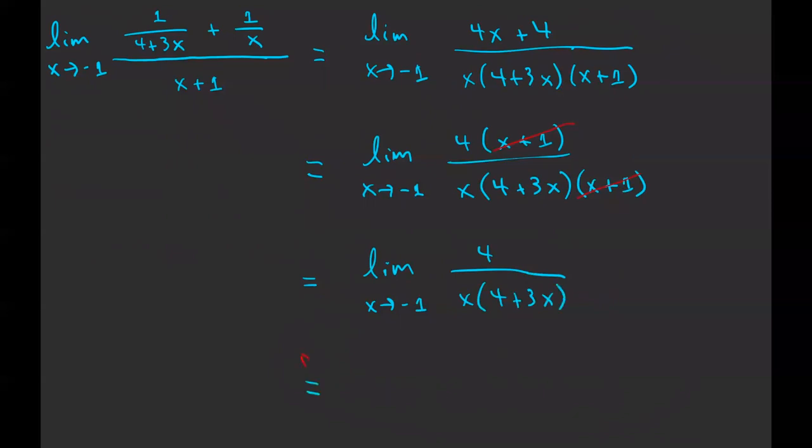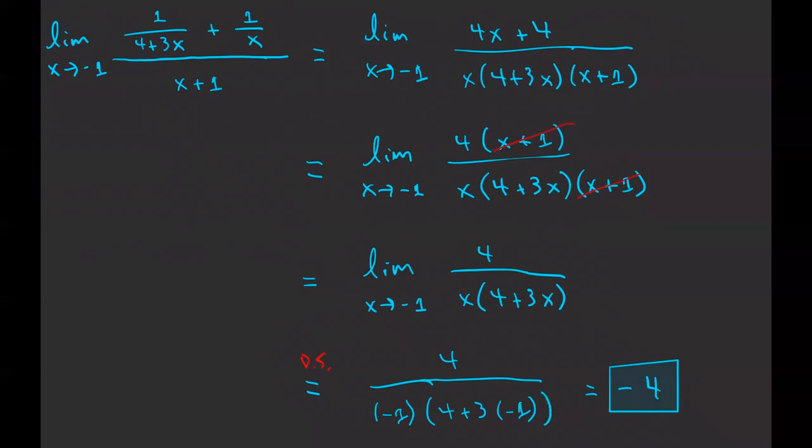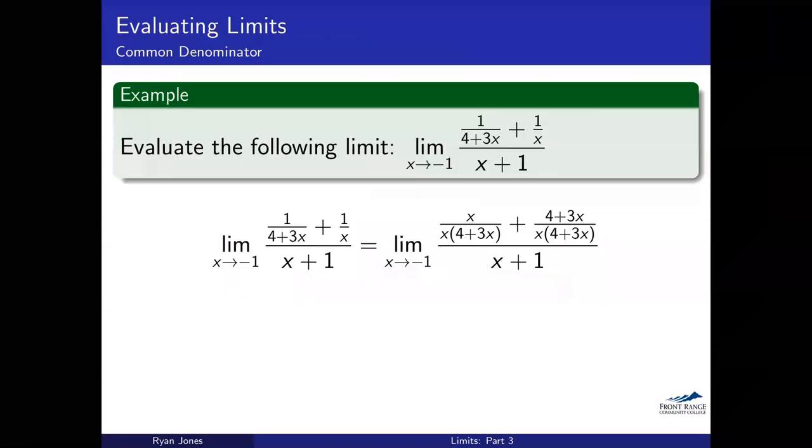So I can do my direct substitution. I end up with 4 over negative 1 times 4 plus 3 times negative 1. If we do some simplification there, we will end up with our final answer. We'll get negative 4. I'll let you guys do that simplification on your own. Oop, I missed a parentheses there. There we go. Boom, we get negative 4. That's our final answer. There's another example of doing things with a common denominator. Here's all that work right there.